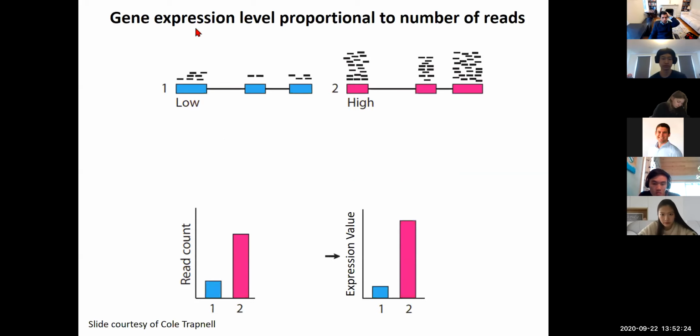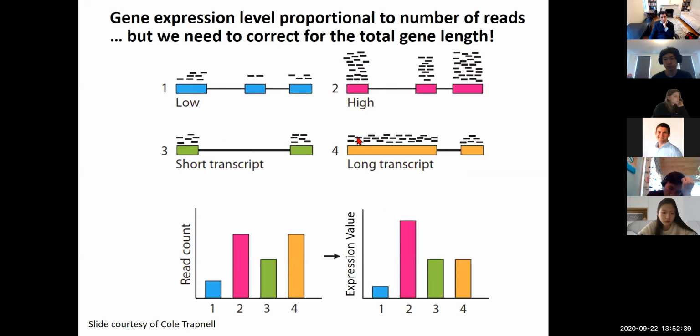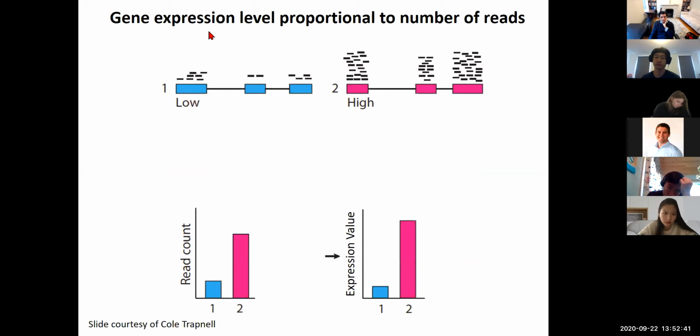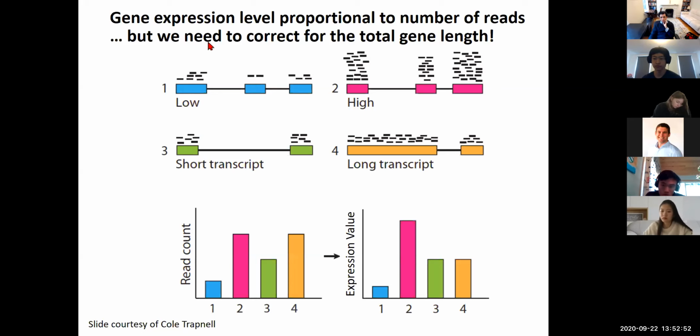And that's challenging because you have to infer the expression level of every transcript as you're mapping the reads in order to, in some cases, probabilistically assign the reads to the right transcripts. So yes, indeed, the gene expression levels will be proportional to the number of reads. So genes that have more reads will be inferred to have more expression. But you need to correct for the total gene length.